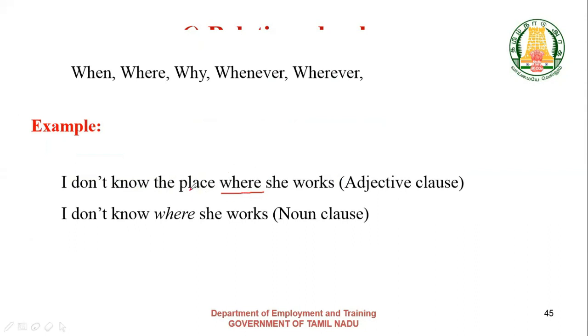Where is the question? The answer is the place. I don't know the place where she works. And I don't know where she works. Here, the same sentence is given again just to differentiate between the adjective class and noun class.